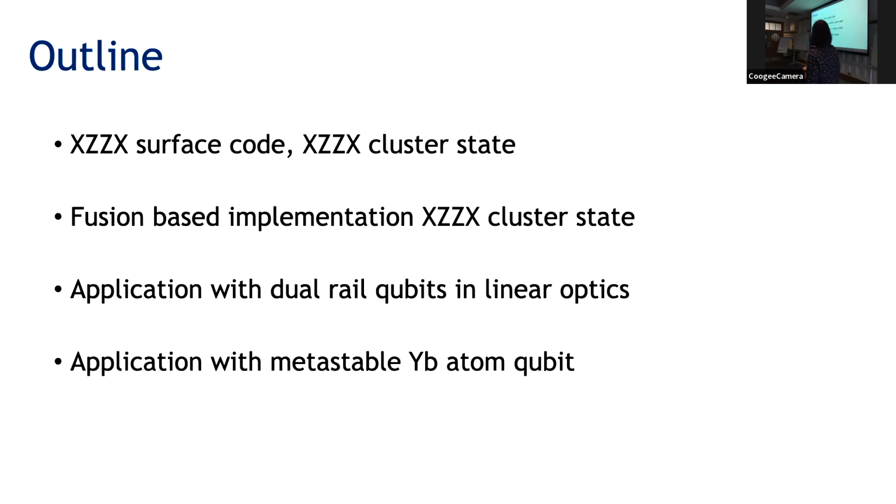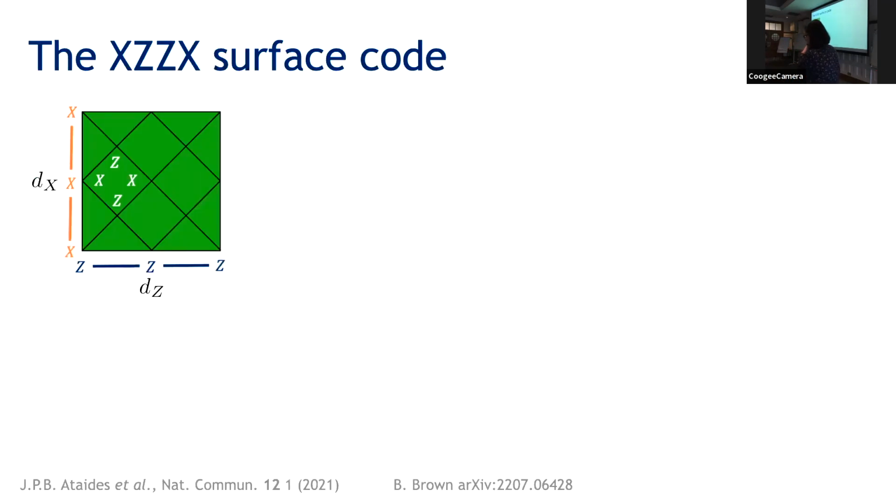Okay, so here's the outline of my talk. I will talk about the XZZX surface code, the XZZX cluster state, then go to fusion-based error correction, then talk about the application in dual rail qubits as well as ytterbium atoms. So let's start with the XZZX surface code. The XZZX surface code was invented here.